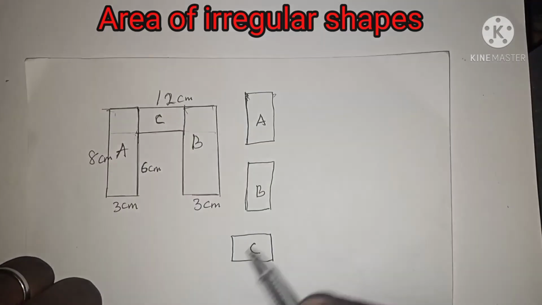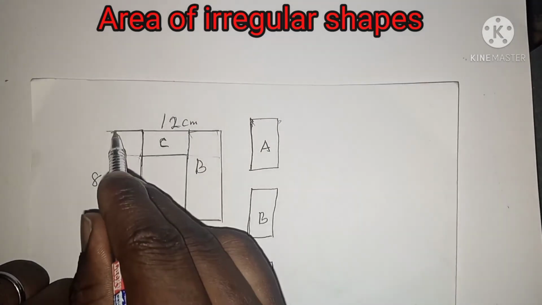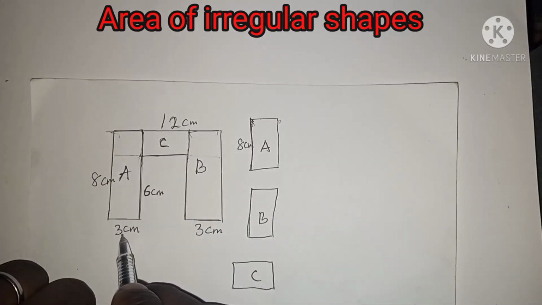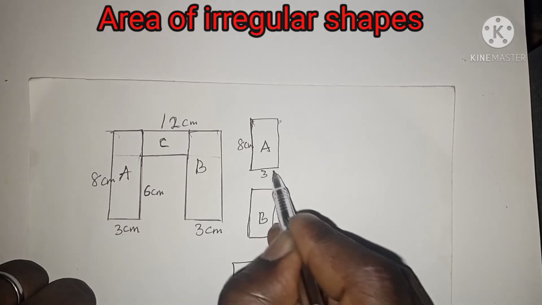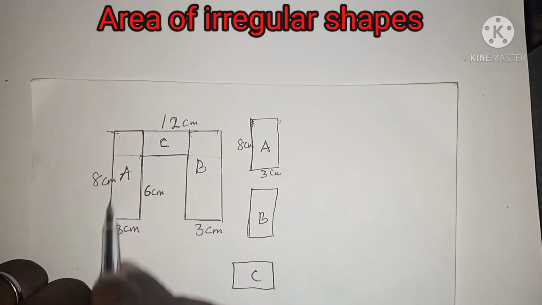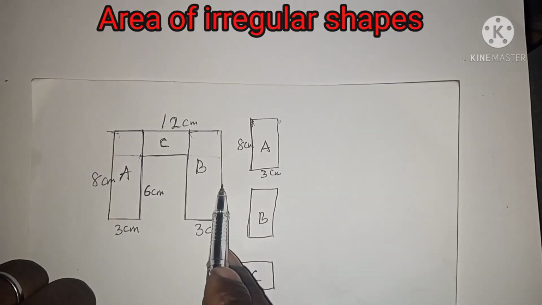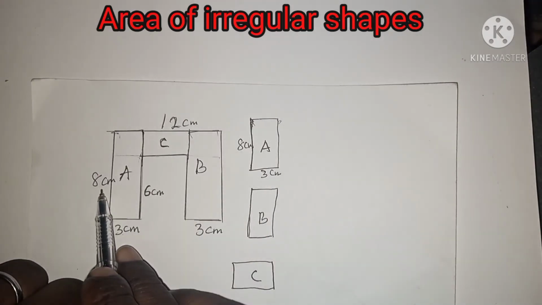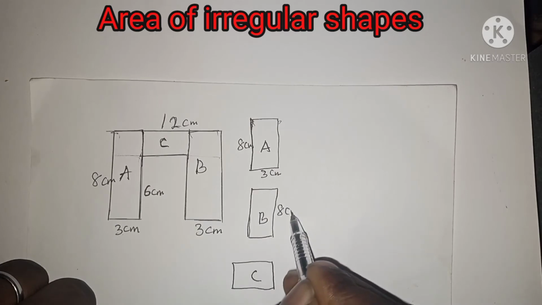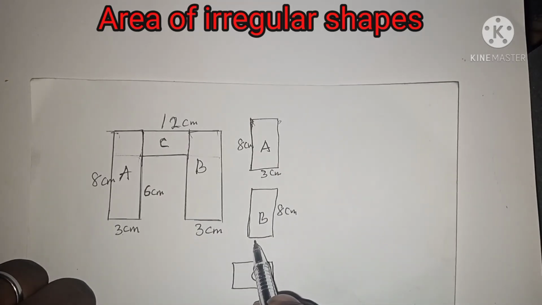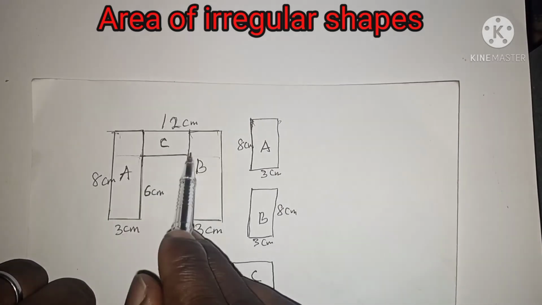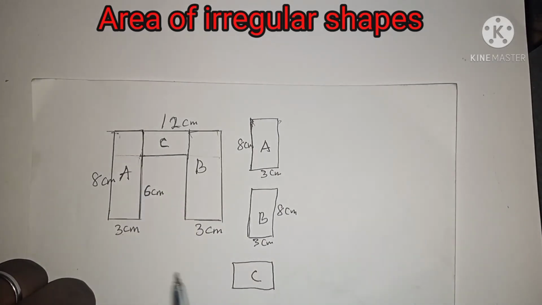Alright, so for A, the length is 8 centimeters. Obviously, the breadth is 3 centimeters. Since this side is opposite to this side, that means for this B, we also have its length as 8 centimeters, and the breadth as what? 3 centimeters. Now, for the C, what will be the length? What will be the breadth?